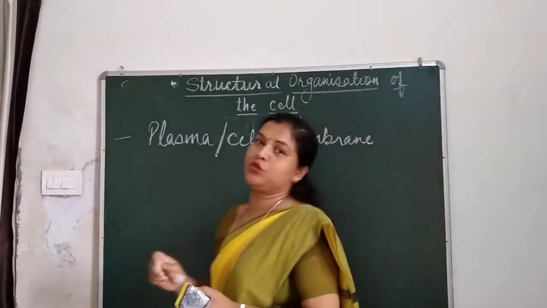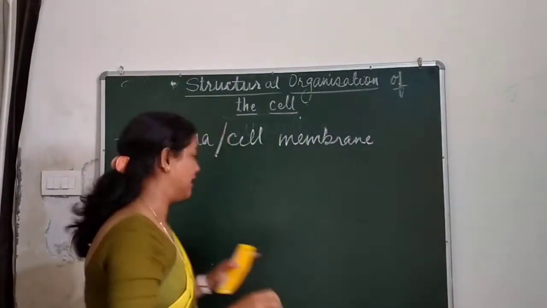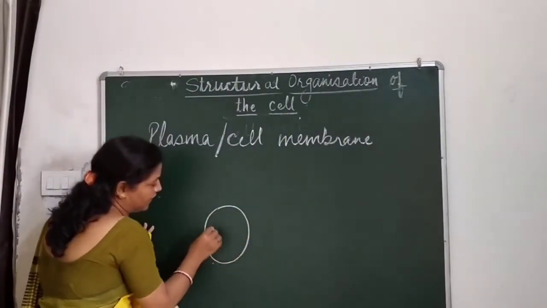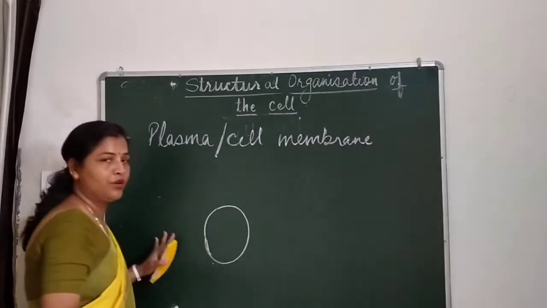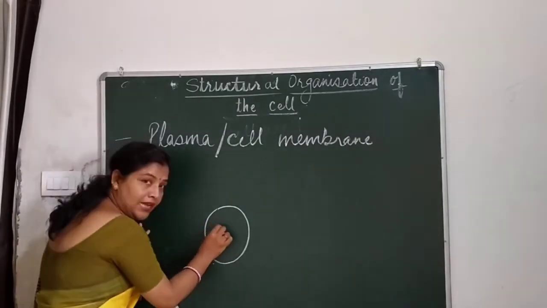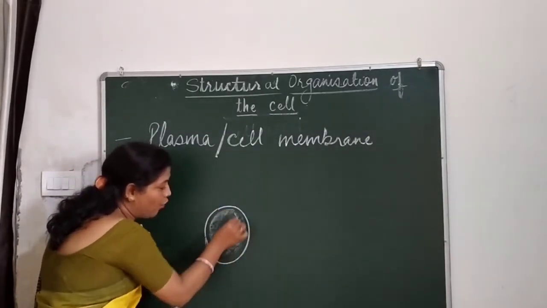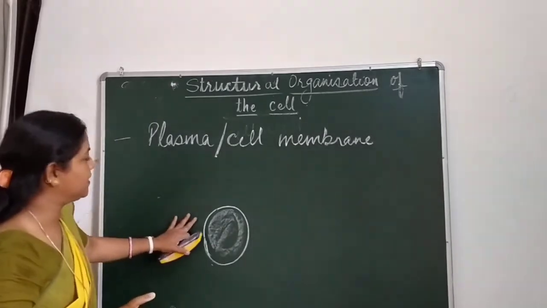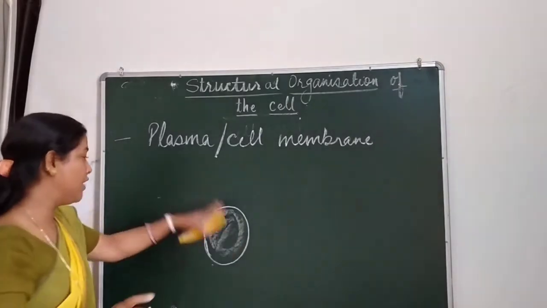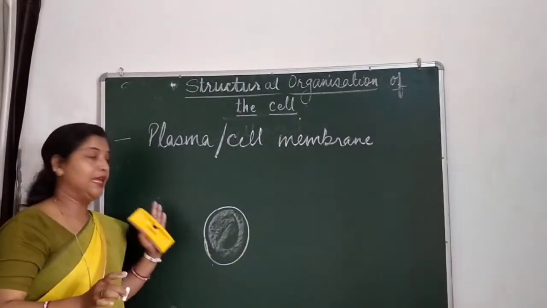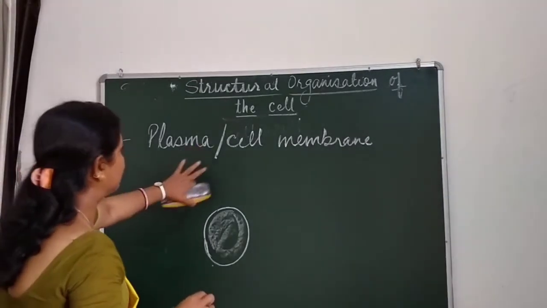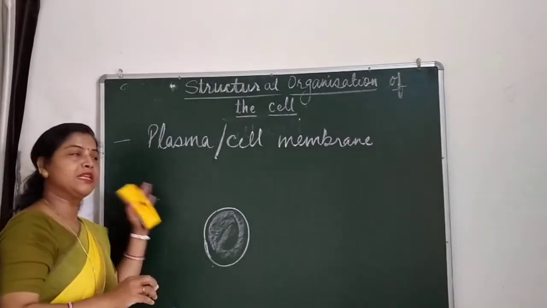It provides shape to the cell. Right now I have told you that this is the outermost covering. Is it providing shape to the cell or not? So it provides shape to the cell. It protects the internal environment. It protects inner contents from the external environment. These are all the characteristics of the plasma membrane and cell membrane.